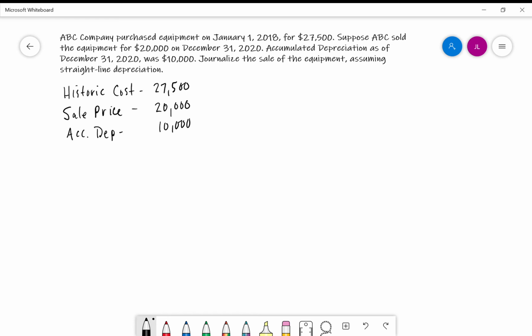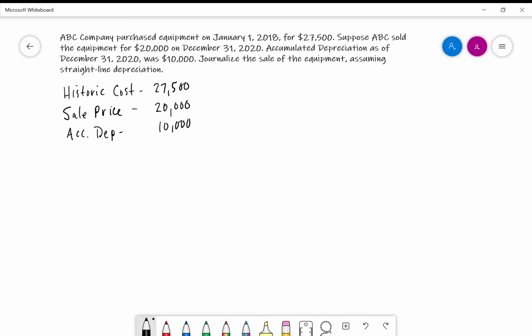Whenever we dispose of or sell equipment, we have to bring the accumulated depreciation up to date if we need to. In this case, we don't, since we sold on December 31st, and that would be a yearly thing. We're assuming that we're running a fiscal year from January 1st to December 31st, so we don't need to bring that up to date. However, what we do need to do is get the historical cost off of the balance sheet for assets because we're not going to have this equipment anymore. And we've also got to get rid of the accumulated depreciation.